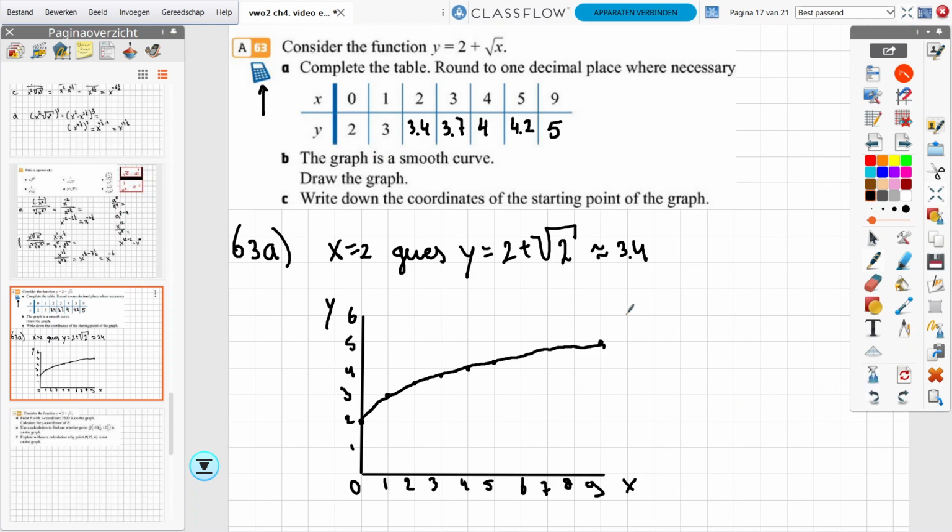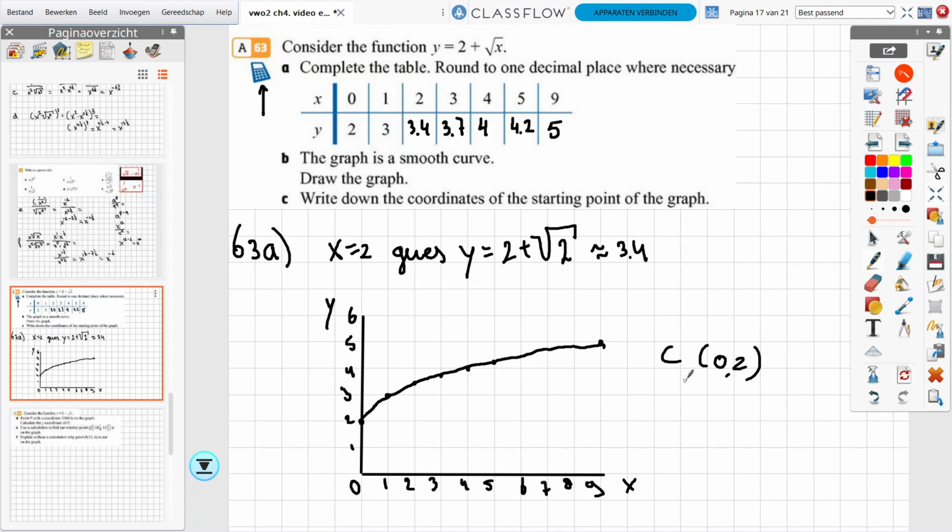Because this line will never go down again, because the higher values I fill in for x, the higher y will become, but just not that quickly, right? Because the root is going to kind of hamper the growth of my y value. So this is a line that if you make x a lot longer, it keeps increasing, but very slowly. Write down the coordinates of the starting point. Yeah, the starting point is right here. The starting point in this case is (0, 2).